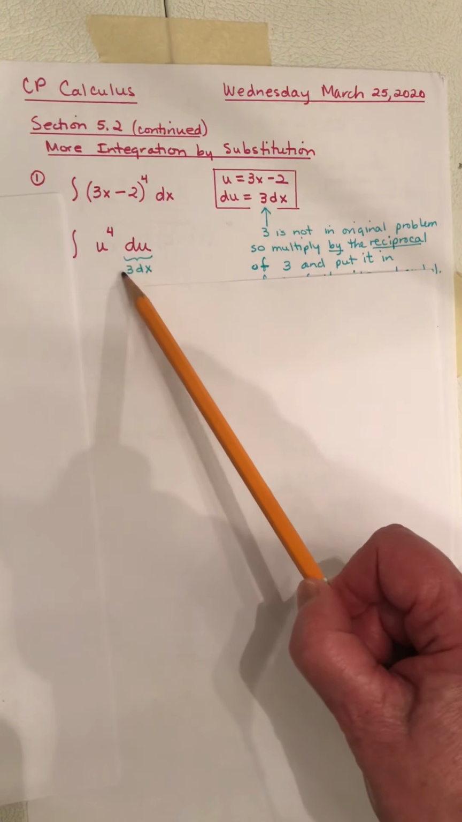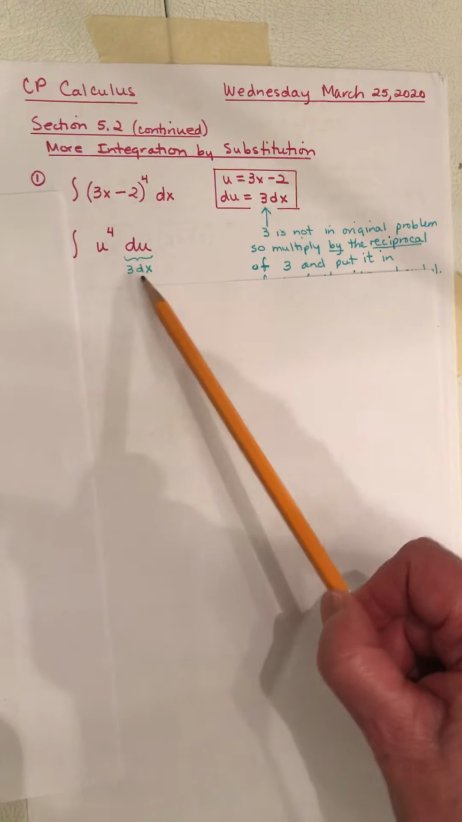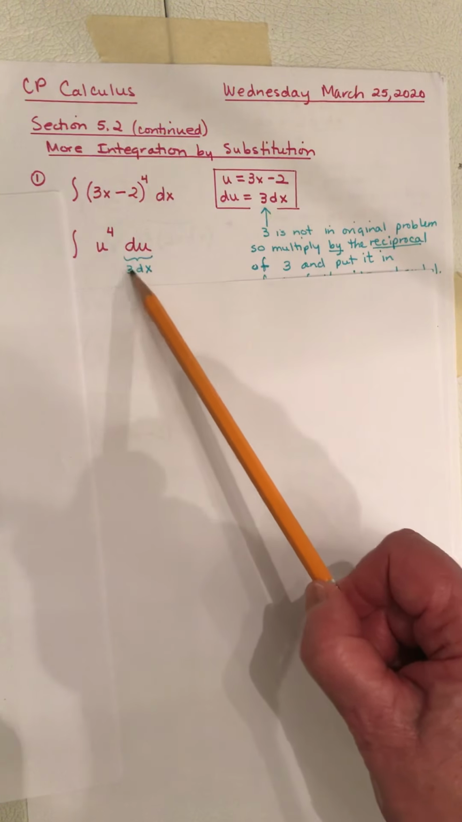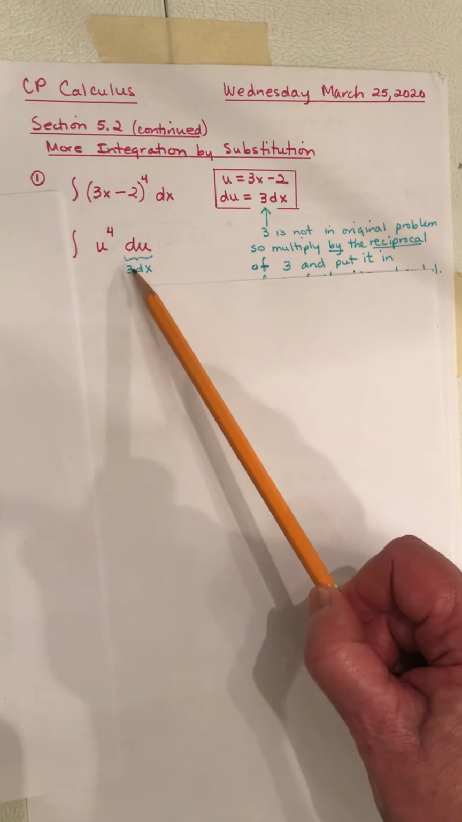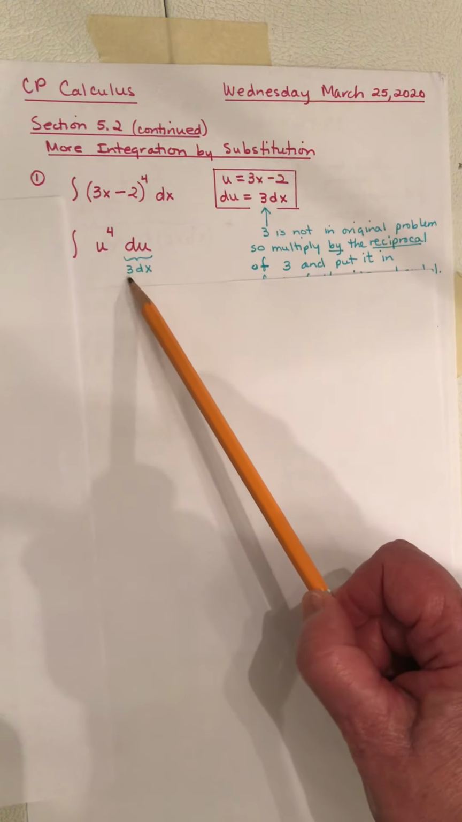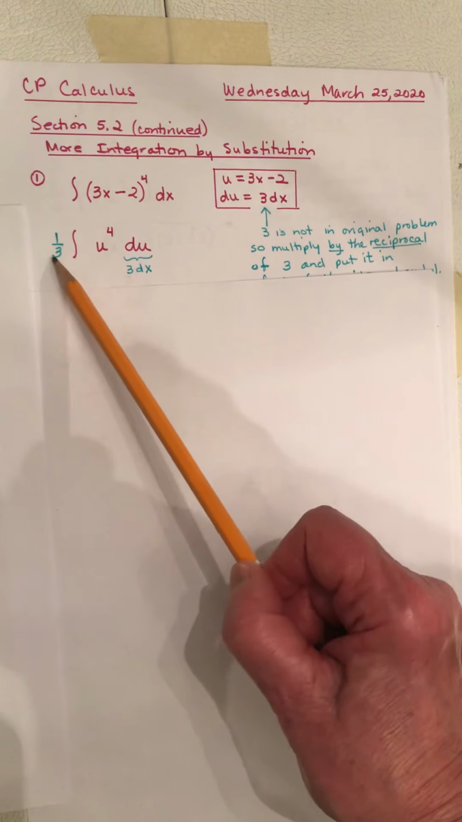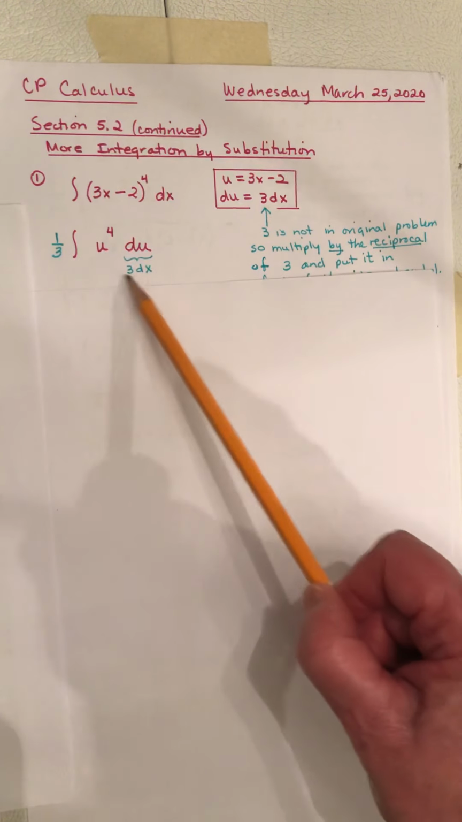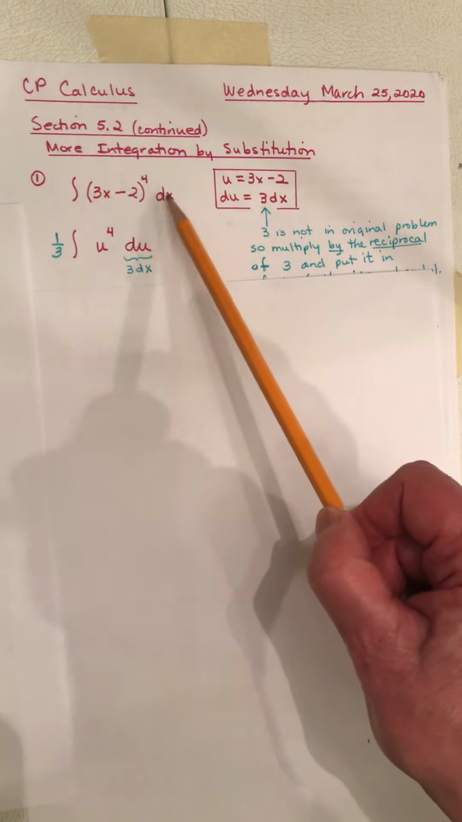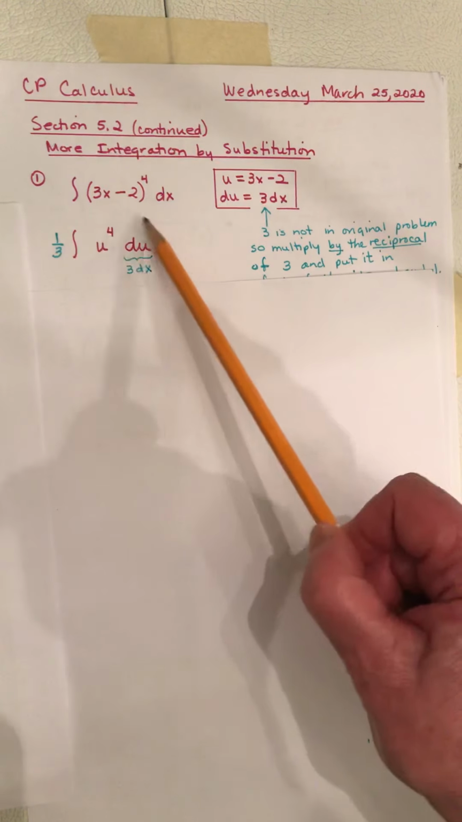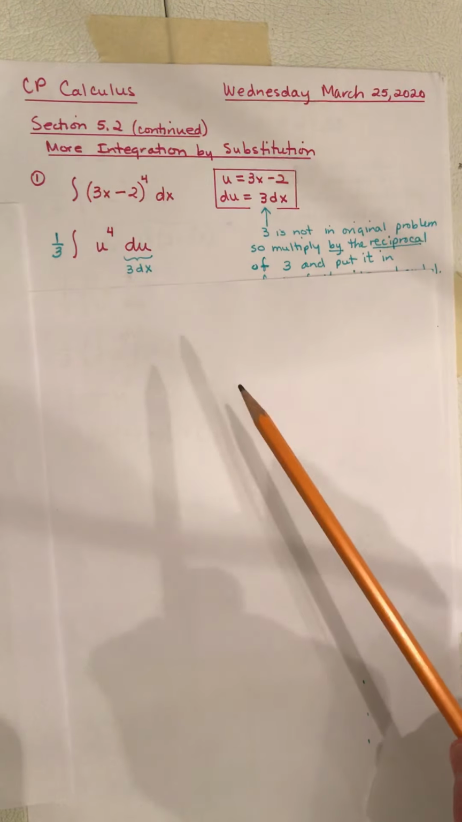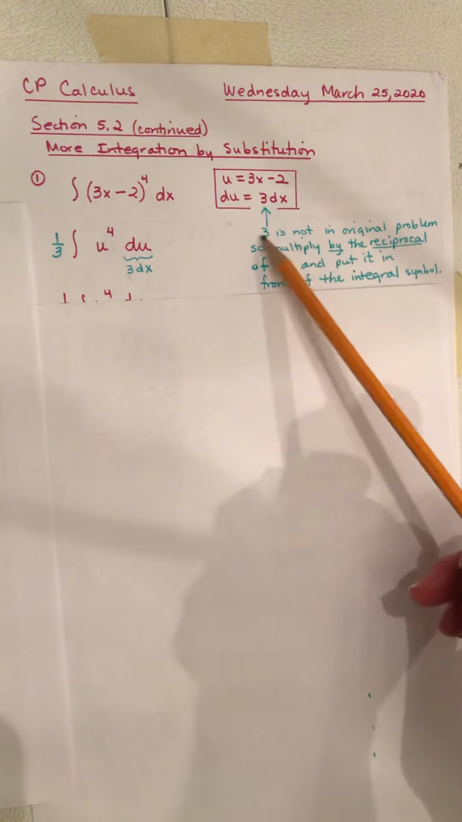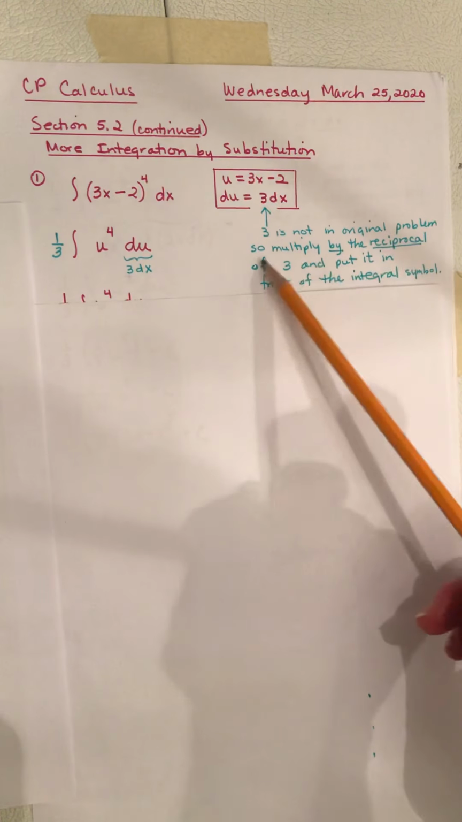We need to get rid of the 3 that's multiplied. So what we're going to do is multiply that 3 by the reciprocal of 3, which would be 1/3. So we're going to put that 1/3 in front of our integral. Because 1/3 times 3 will cancel out the 3 and give us 1 dx. And then this problem will be equivalent to the original statement. So what did I write over here? 3 is not in the original problem, so multiply the integral by the reciprocal of 3 and put it in front of the integral symbol.